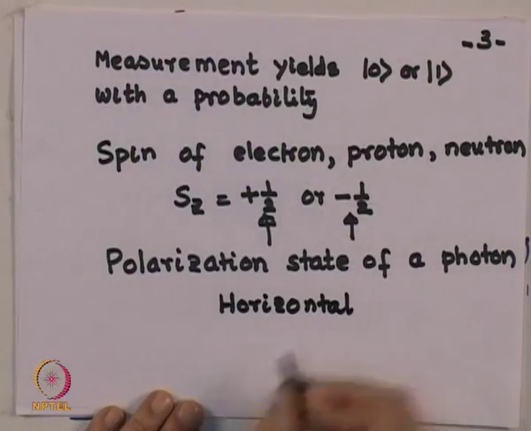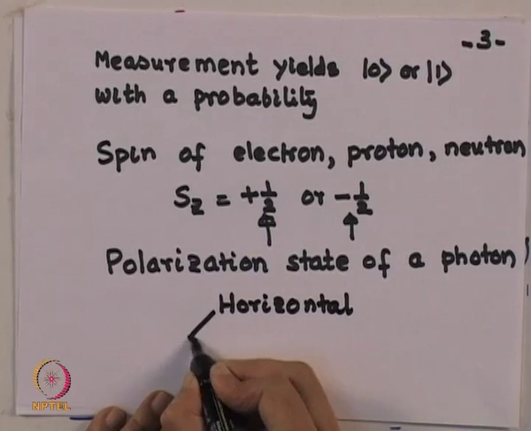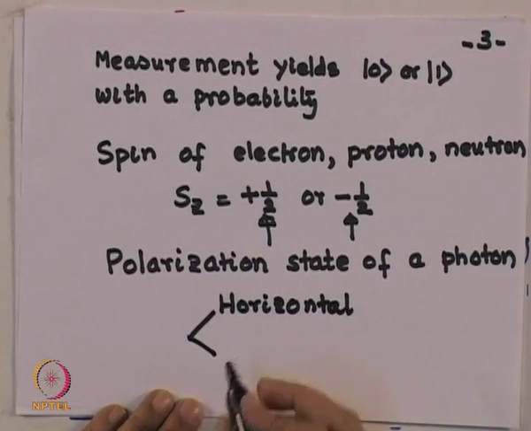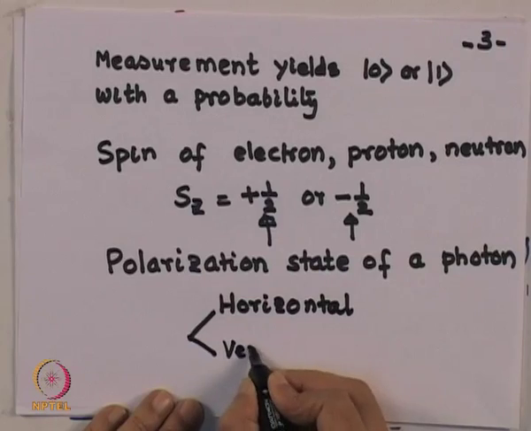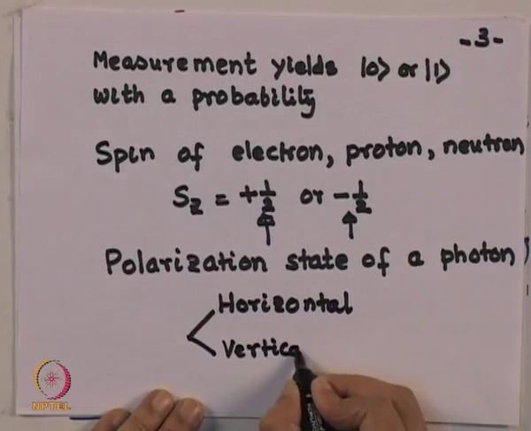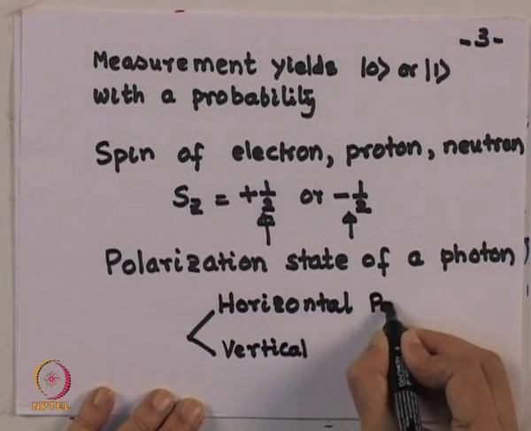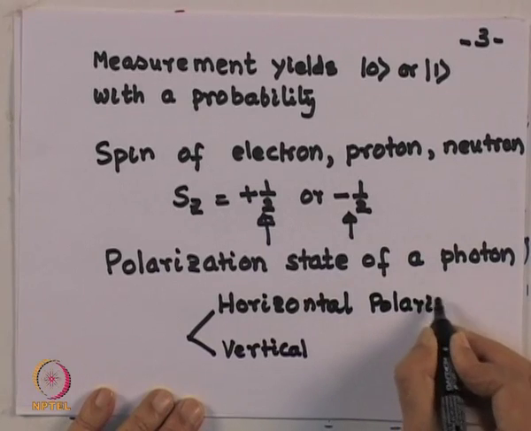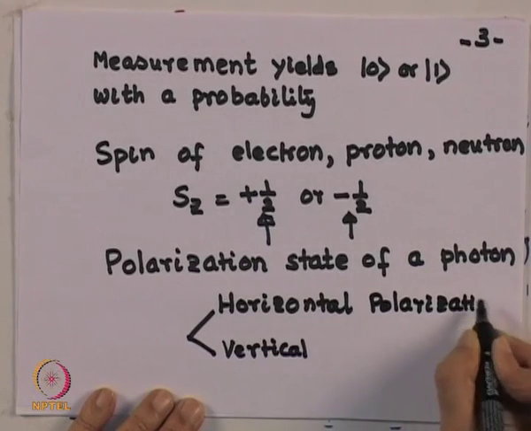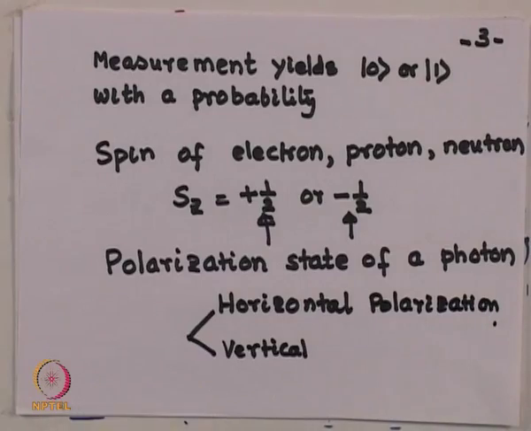the x direction as one of the directions of polarization, which I will call the horizontal direction, and the other perpendicular direction, namely the y direction, I can take as the vertical polarization. These are just nomenclatures. Now this is just illustrative.